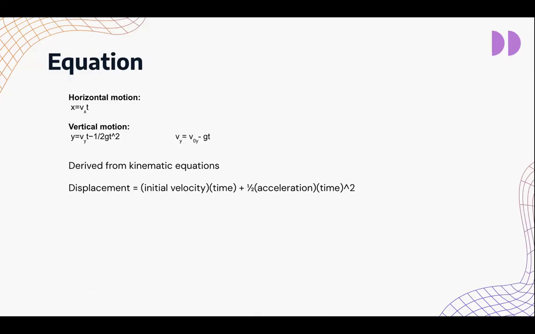So horizontal motion. x is displacement. So x equals the horizontal component of velocity times time. This makes sense, right? Because the distance you're going to travel is just how fast you're traveling times the amount of time you traveled. It's the same thing in a different form. So horizontal distance is equal to the horizontal component of velocity times the amount of time it's traveling. It's pretty simple, the simpler part of it.